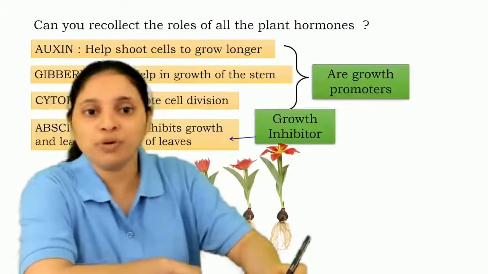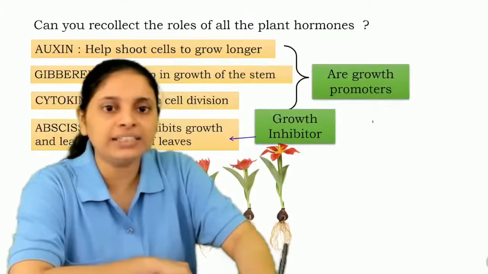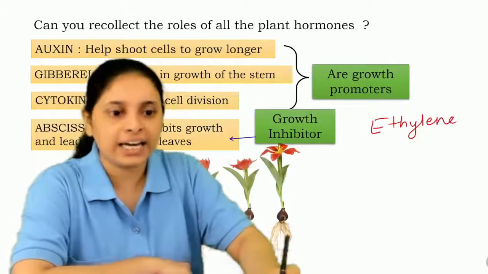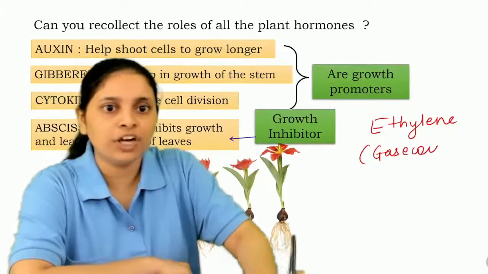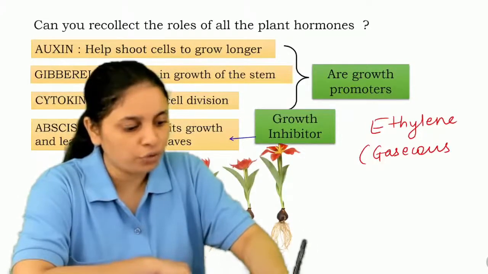Okay, now add one more hormone. Okay, जो textbook में आपको नहीं दिया है, but definitely we have to know about it. Okay, that is ethylene. कौन सा hormone है हमारे पास? Ethylene. This is the only gaseous hormone. ये कौन सा hormone है? Only gaseous hormone.